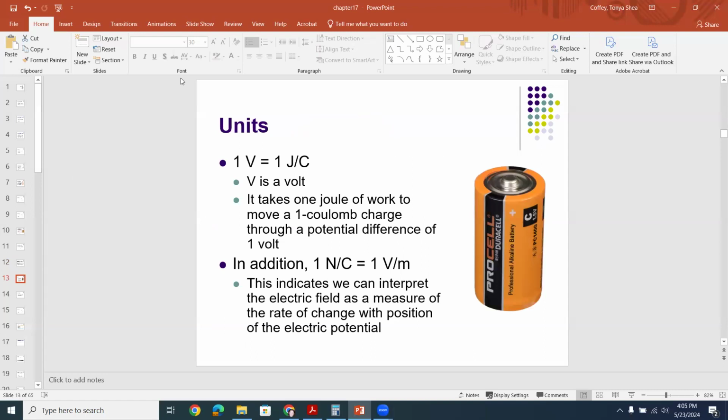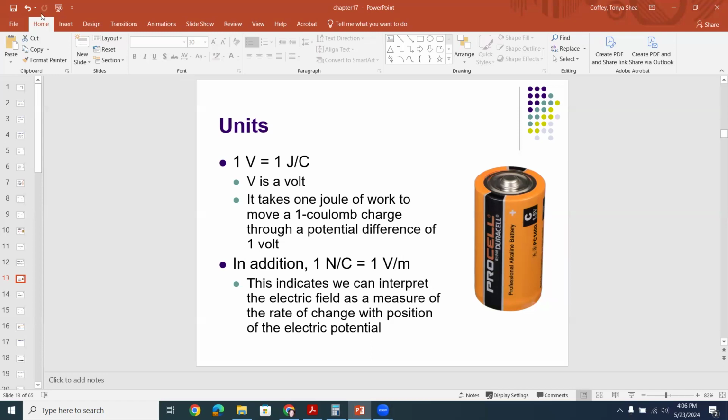So remember that we said that the voltage V was equal to U, the potential energy, divided by Q. Now, the SI unit of energy is the joule, and the SI unit of charge is the coulomb. So we're going to define the SI unit of voltage as the volt, and 1 volt is 1 joule per coulomb. So that means that it takes 1 joule of work to move a 1 coulomb charge through a potential difference of 1 volt.